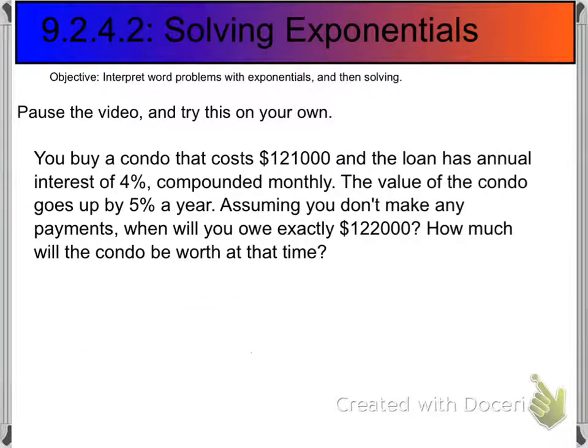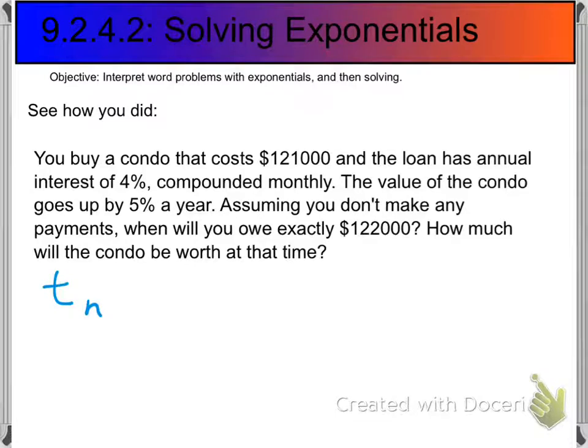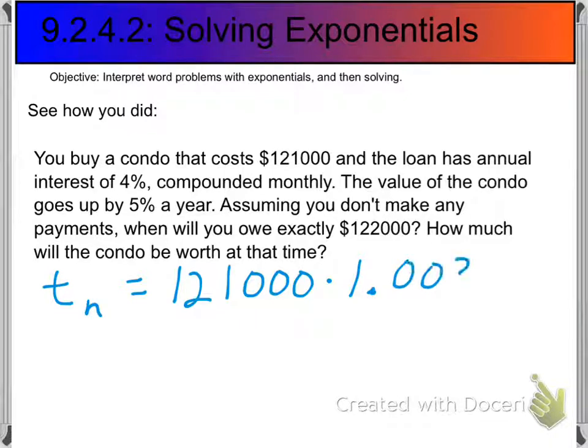Alright, go ahead and pause the video and try this on your own. Alright, let's go ahead and see how you did. Your equation for t of n, or t sub n, however you want to write it. If you did explicit, it should look like this. 121,000, and then times. The multiplier was 4%, but compounded monthly. Hopefully you remember to divide that out. And it ended up being 3's repeating. So that's the equation that matches that.